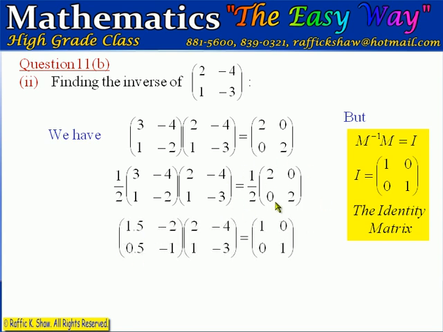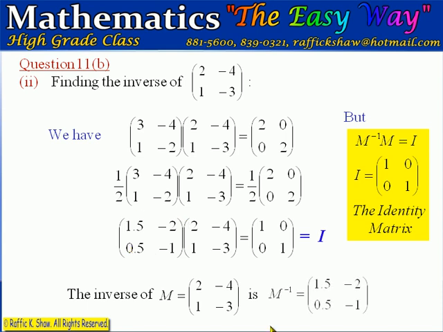If we apply the half on this side, we would have generated the identity matrix, and therefore this is the inverse of this matrix, which is what we're required to find, because we know that the inverse of a matrix multiplied by a matrix is equal to the identity matrix, and therefore this matrix is the inverse of this matrix. And so we can write that solution. Because this is the identity matrix, it means that the inverse of this matrix, let's call it M, is equal to this matrix. And that is the answer for that part.